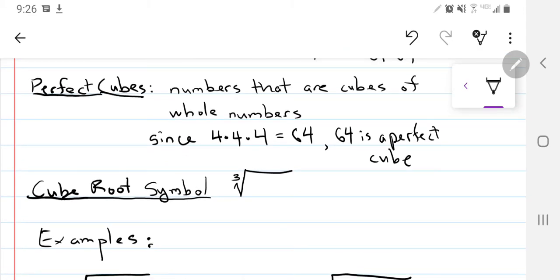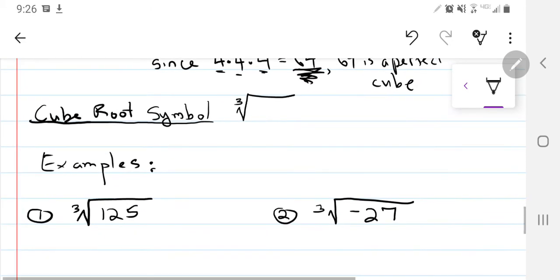So let's use that same example. 4 times 4 times 4 equals 64. 64 is a perfect cube because you get it by multiplying a whole number like 4 times itself 3 times. So this guy, 64, is a perfect cube. All right, there's your cube root symbol.